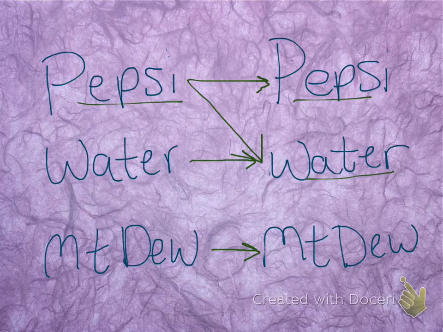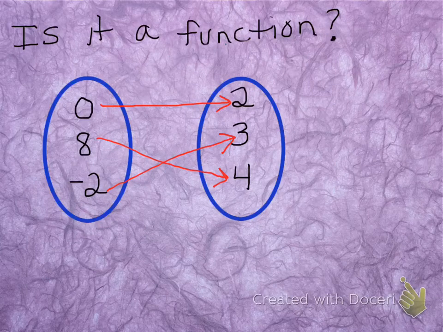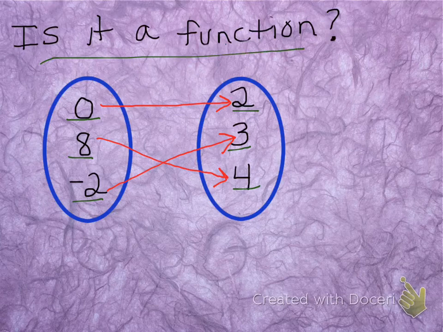So let's think about this in terms of math. Remember our mapping diagrams that we did already? So let's look at one of those. When we push the 0 button, we're going to get just a 2 out. When we push the 8 button, we're going to get just a 4 out. And when we push the -2 button, we're going to get just a 3 out. So, is this a function? Yes, it is.